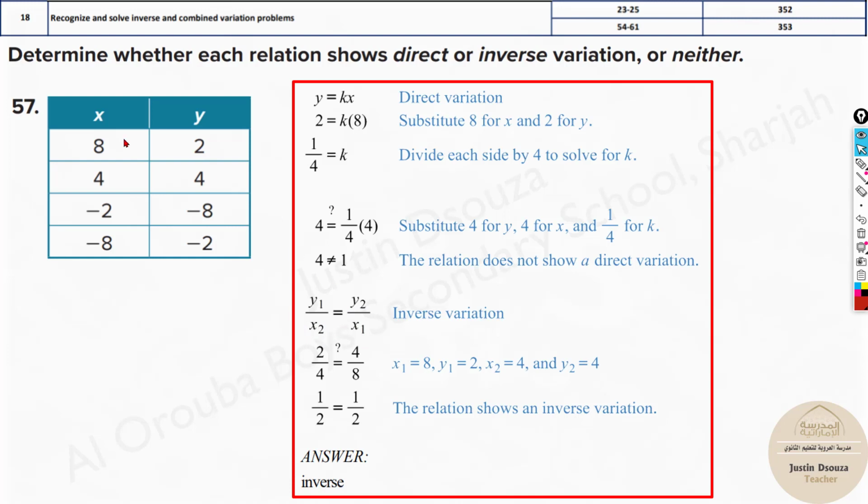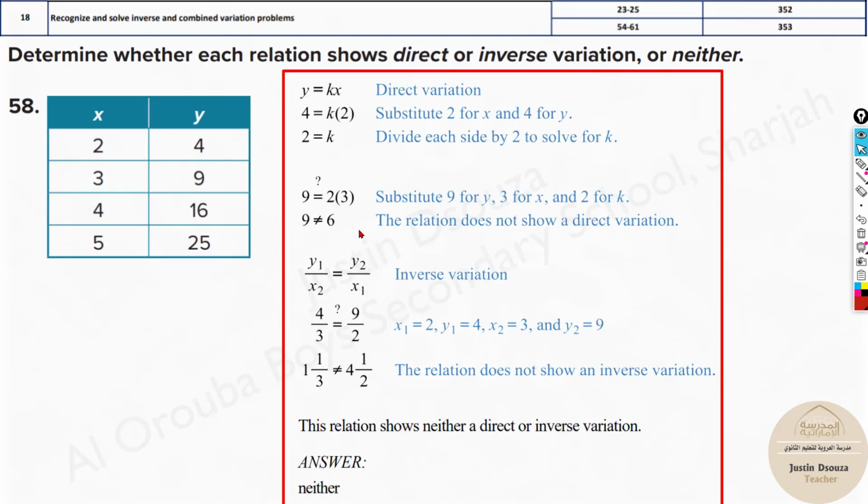Now what you do is substitute these x1, y1, x2, y2 over here. So x1 is how much? 8. That is x1. y1 is 2. x2 is 4 and lastly y2 is 4. Now solve both the sides. Are they equal? Yes, they are equal, so they are inversely varying. If they were not equal, in both cases, then they are neither. But here for the inverse variation, yes, we get the answer.